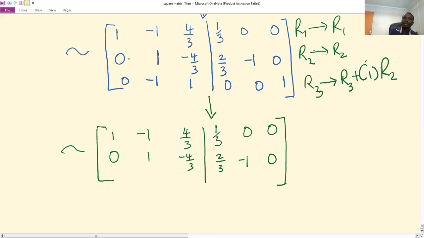So 0 plus 1 times 0 is just 0. Adding these two, we get 0. And then 1 plus -4/3 will give me -1/3. And then this, when we add, we get 2/3. This will be -1. This is 1. So that's what we have.